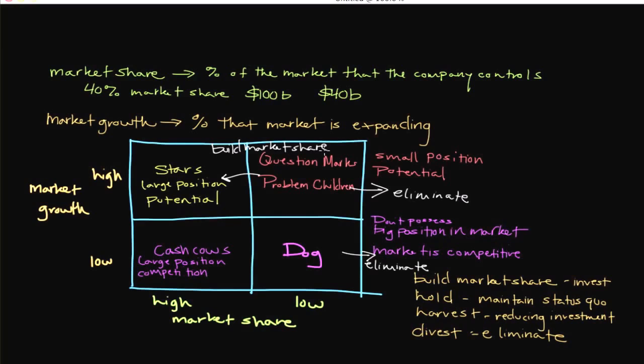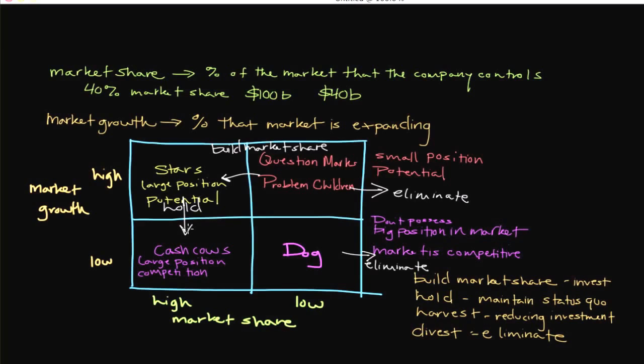Now, with regards to stars, you can do a couple different things. Usually, you would execute a hold strategy. You can also utilize a build market share strategy. Once again, you're in a high growth rate, so you certainly can carve out a bigger piece of that market for yourself. You can just hold. You are the dominant player in the market, so simply we're going to maintain status quo. That's certainly an option. Now, eventually, stars become cash cows.